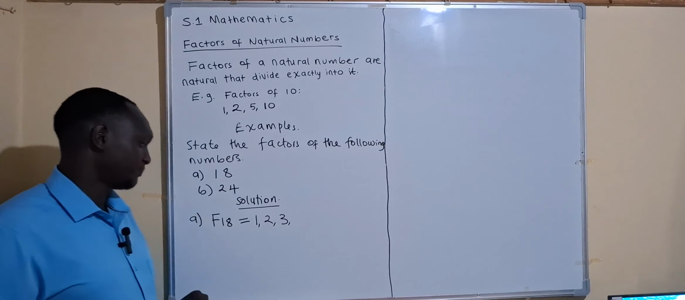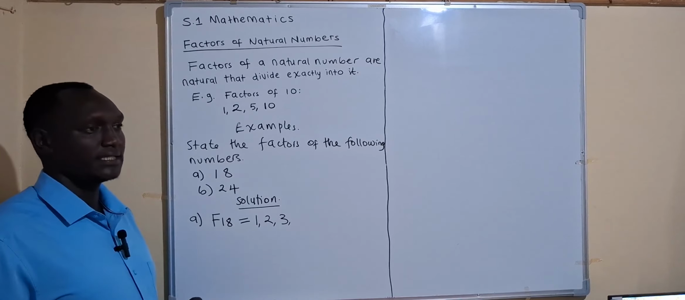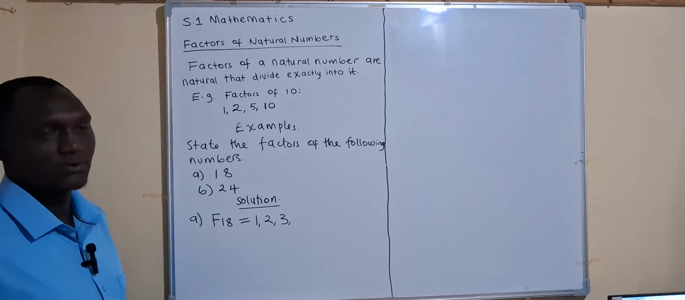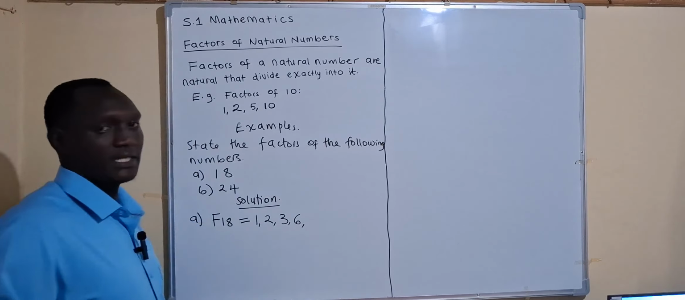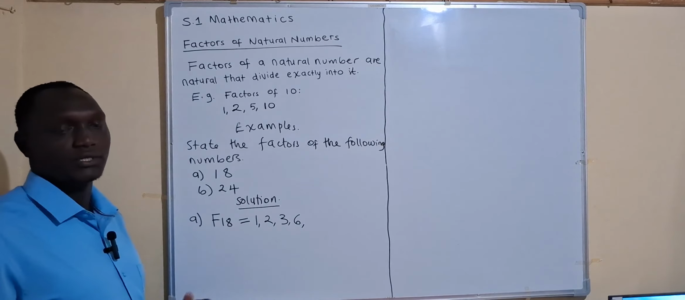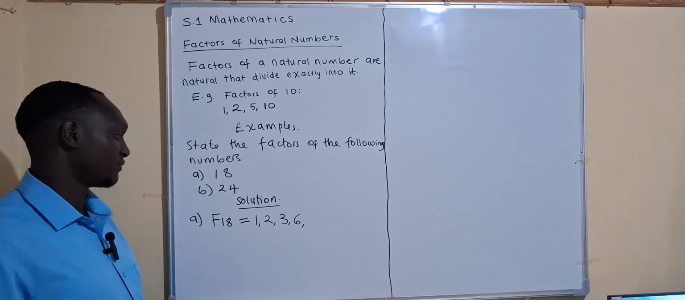And then going to 6. 18 divided by 6 is 3 and the remainder is 0. Therefore, 6 is a factor of 18. 7, if you press the calculator, 18 divided by 7, you will get 2 point something. And therefore, 7 is not a factor.